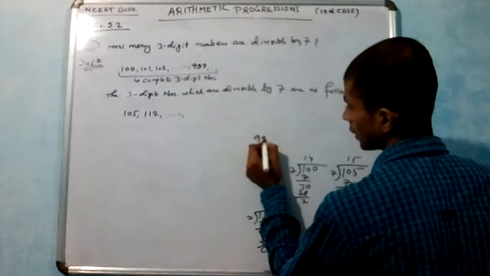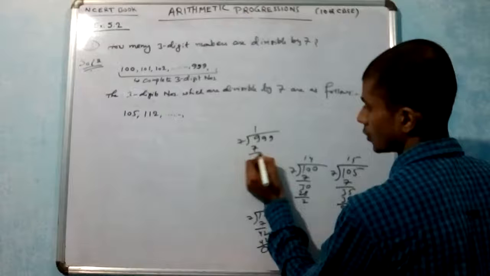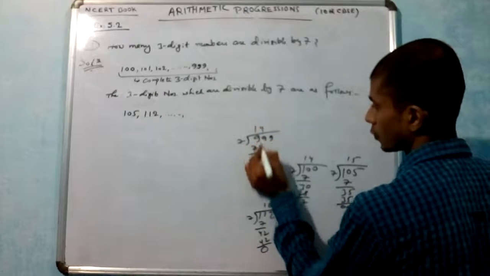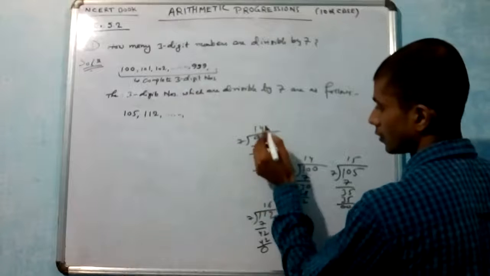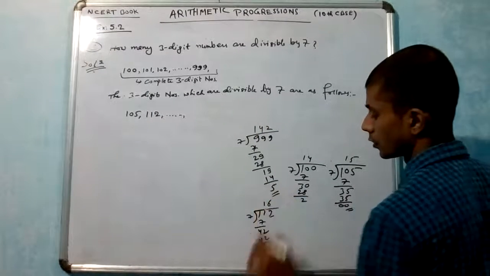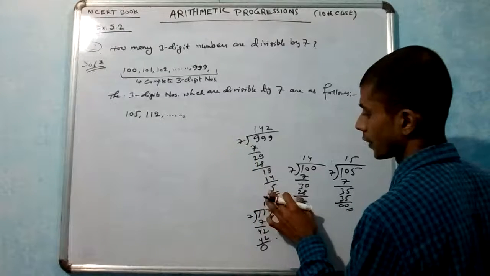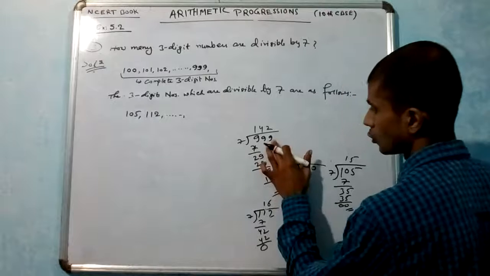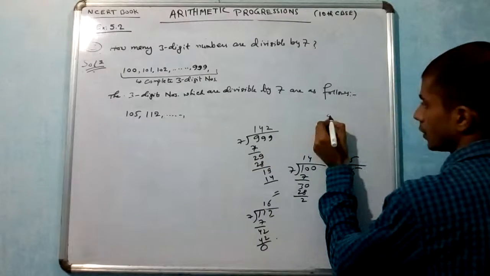999. Will it go? Let us divide. 7 1s are 7, 2 is coming, 29, 7 4s are 28, 1 is coming, 19, 7 2s are 14. How much is coming? 5. It is not going. Means we have to go back 5, so that this 5 is removed. Means here 5 should be less. So 994, will it go? Let us check.